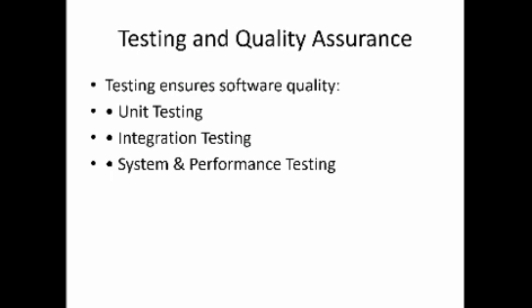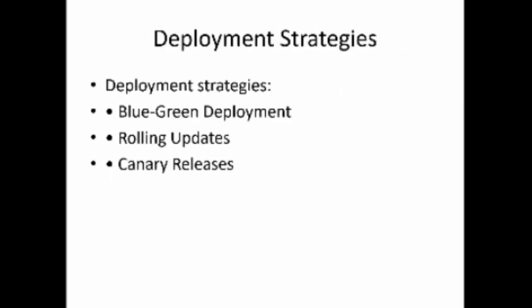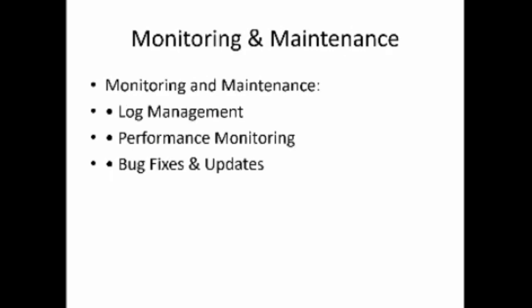Testing and quality assurance. Testing means after developing a prototype or a model, we need to test with different values to check the correctness of the system or a prototype or a model. Here there are three testing types: unit testing, integration testing, system and performance testing. Next, deployment strategies. I have already said deployment means delivering a model or a prototype to the customers or other users. Here, deployment strategies are blue-green deployment, rolling updates, and canary releases.